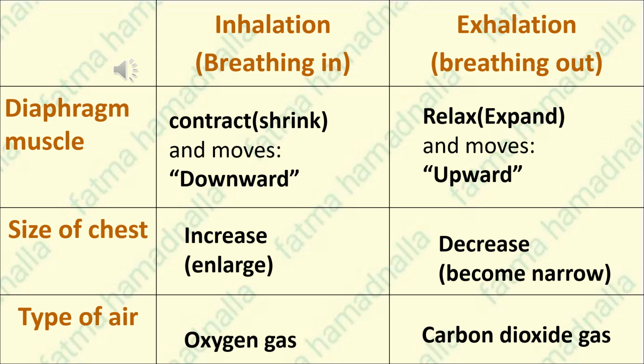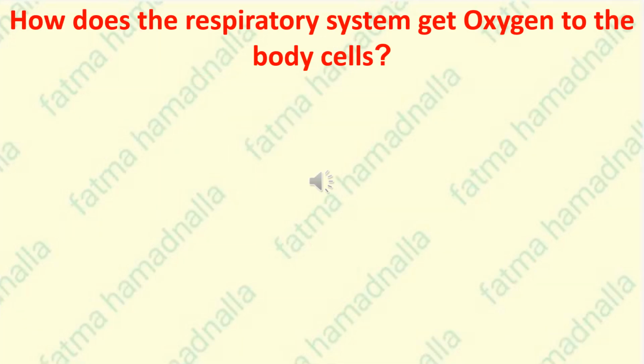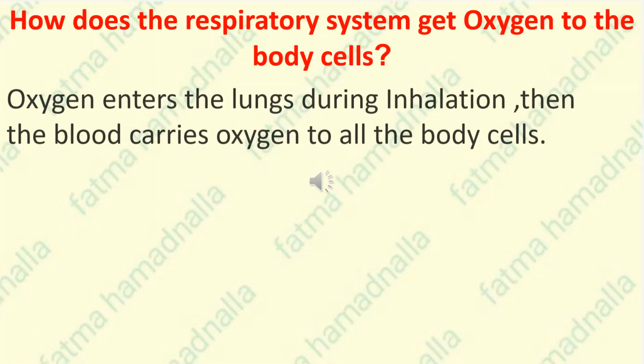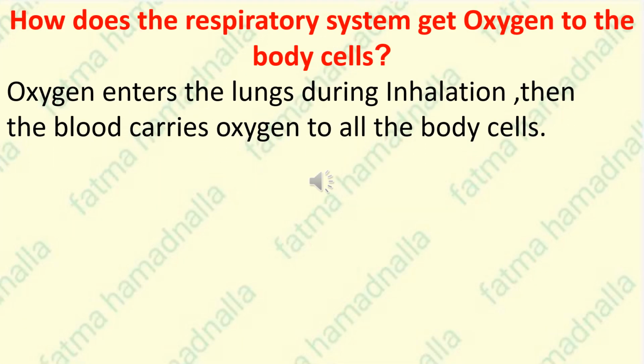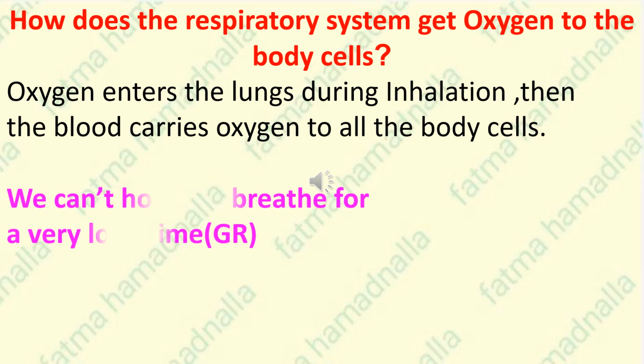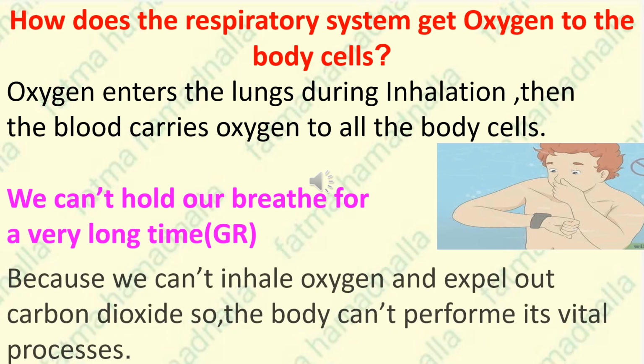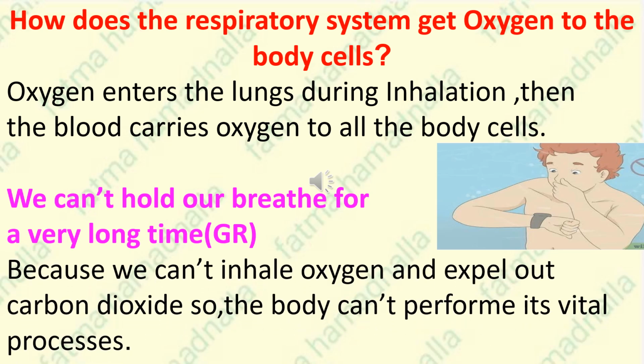So how does the respiratory system get oxygen to the body cells? Oxygen enters the lungs during inhalation, then the blood carries oxygen to all the body cells. Here is an important question, which said, give a reason for we can't hold our breath for a very long time. Because we can't inhale oxygen and expel out carbon dioxide, so the body can't perform its vital processes.